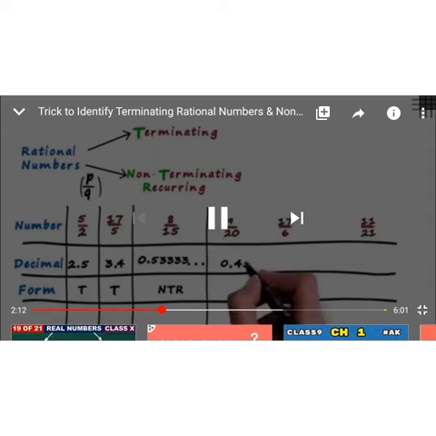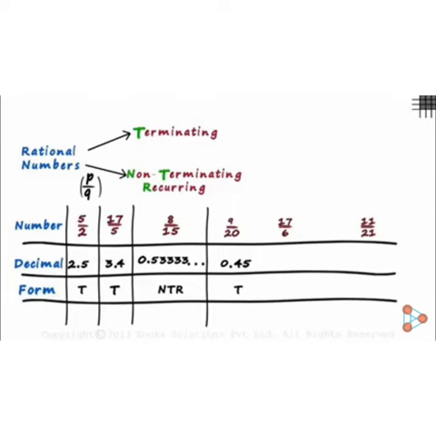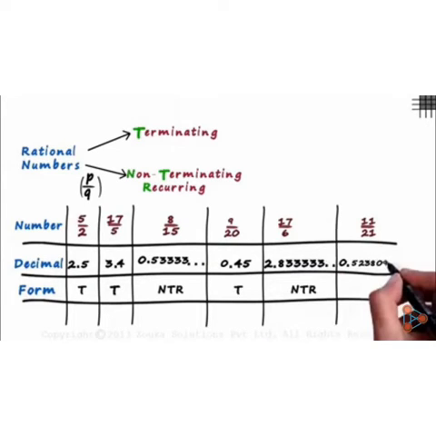Next is 9 by 20. When you divide it, you get 0.45, completely divisible. So it is written as terminating, T for terminating decimal. Next is 17 by 6 and 11 by 21. When you divide 17 by 6, you get the decimal 2.83333 and so on. It is written as non-terminating repeating or recurring decimal.